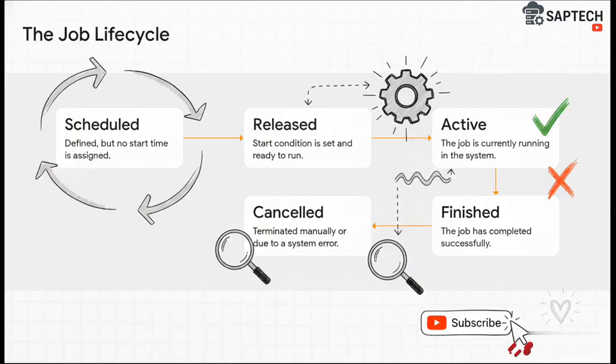Every single job goes through a life cycle. It starts as scheduled, then it gets released when it's ready to go. While it's running, it's active, and hopefully it ends up finished, but sometimes it gets canceled. Now, for our troubleshooting mission, the two statuses we really care about are active and canceled. They tell us what's burning down the house right now and what already failed.